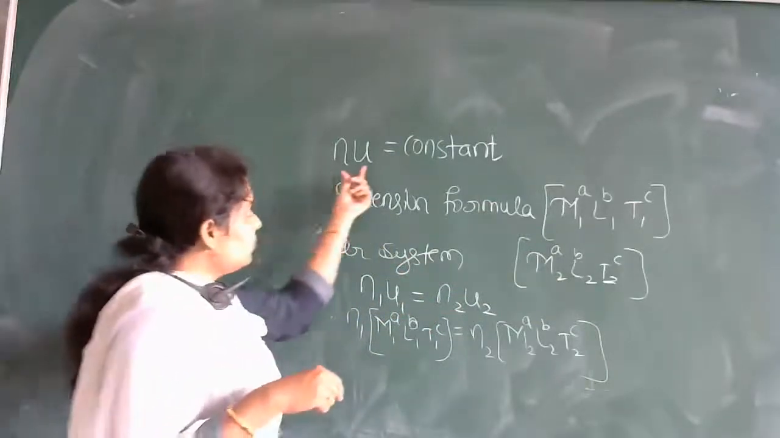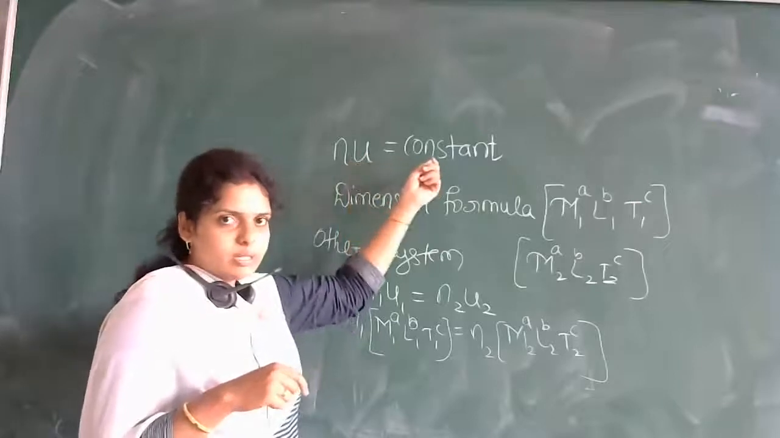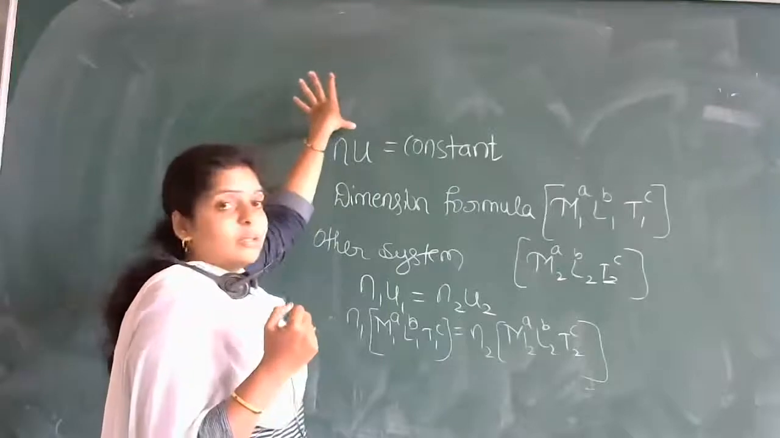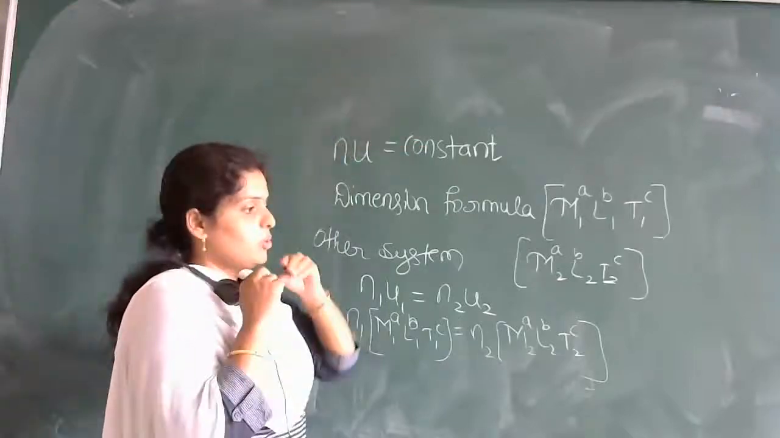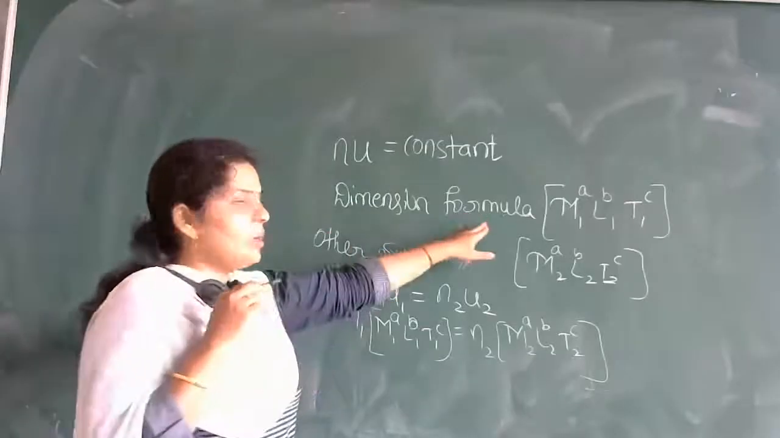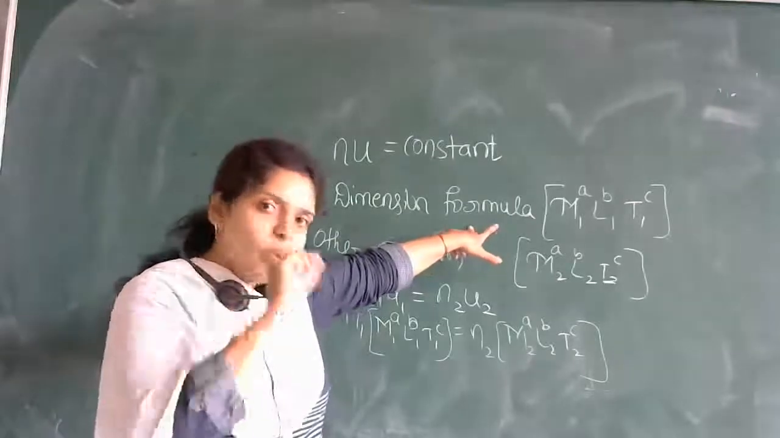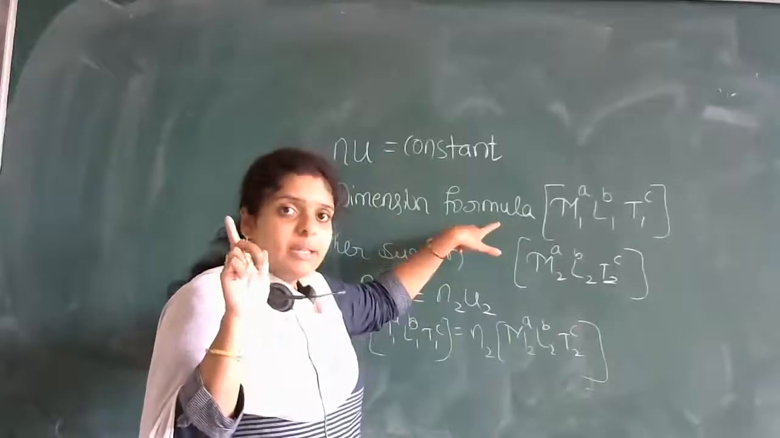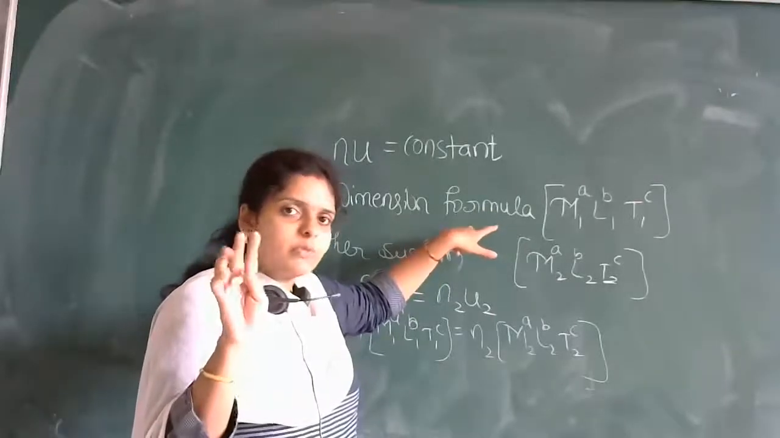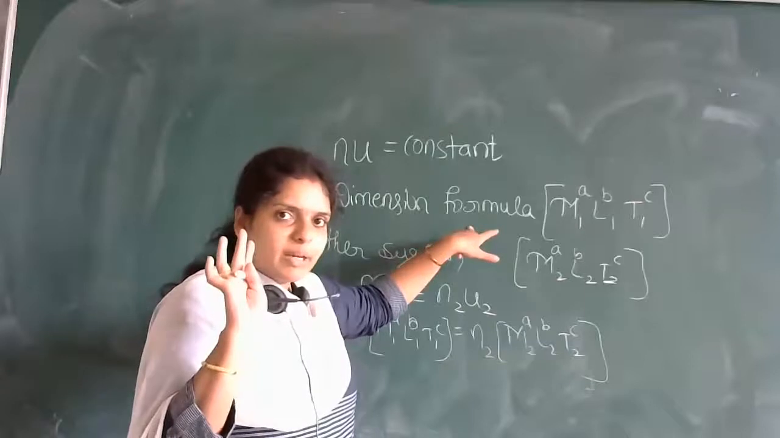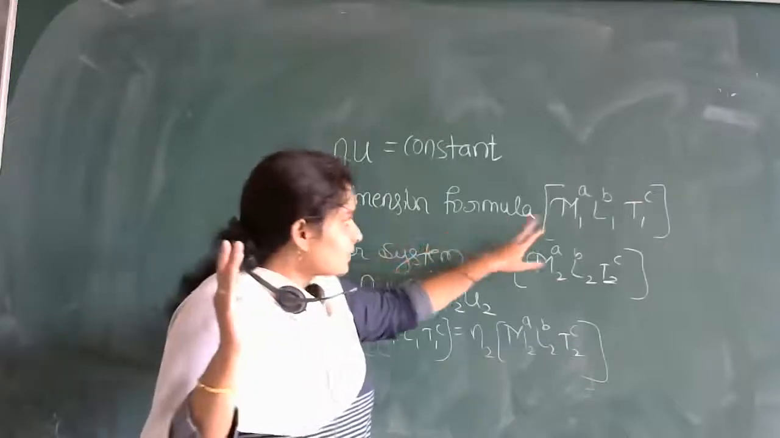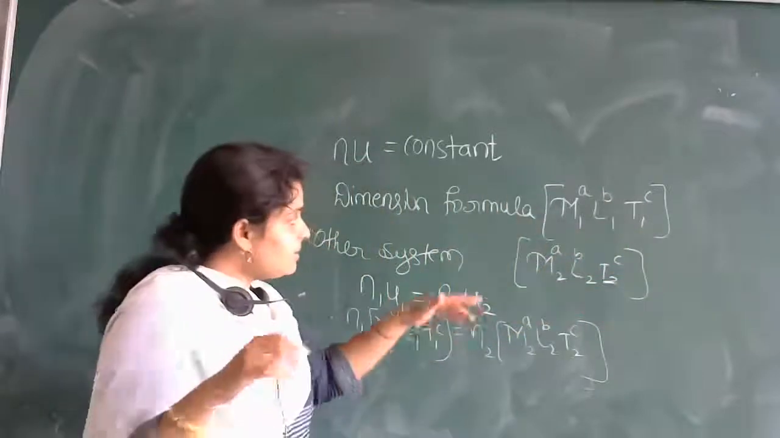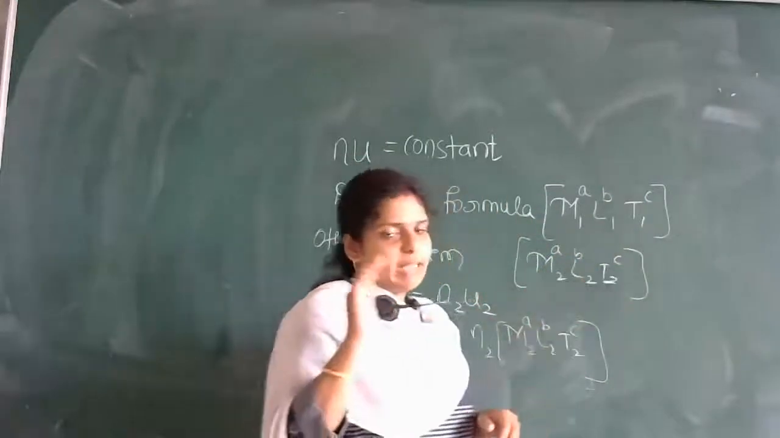What I have taken, we have written it as NU is equal to constant. That is one physical quantity having magnitude N, unit U, which is equal to constant. Next, dimension formula of that physical quantity in one system. I told you we have four systems: MKS, FPS, SI system, CGS system. उस फोर में से कौन सा भी चलता है, कौन सा भी आप कन्वर्ट कर सकते हो from one to other. In one system it is M1 L1 T1 raised to a b c. In other system it is M2 L2 T2 raised to a b c.